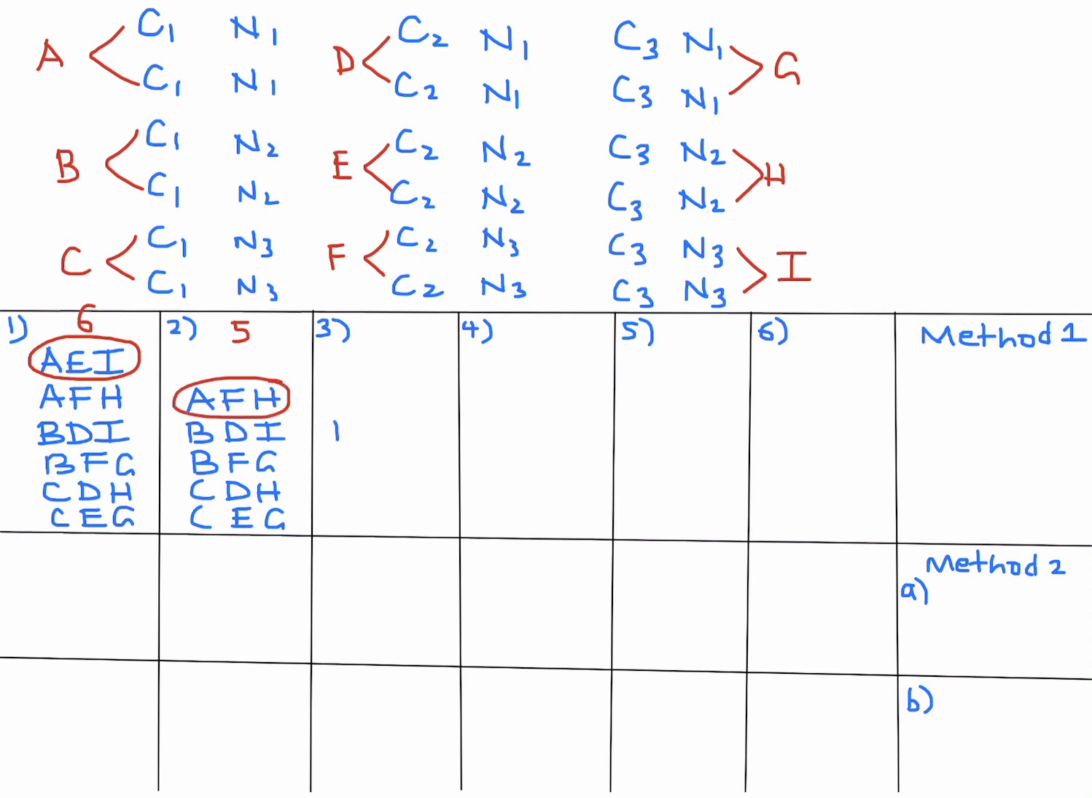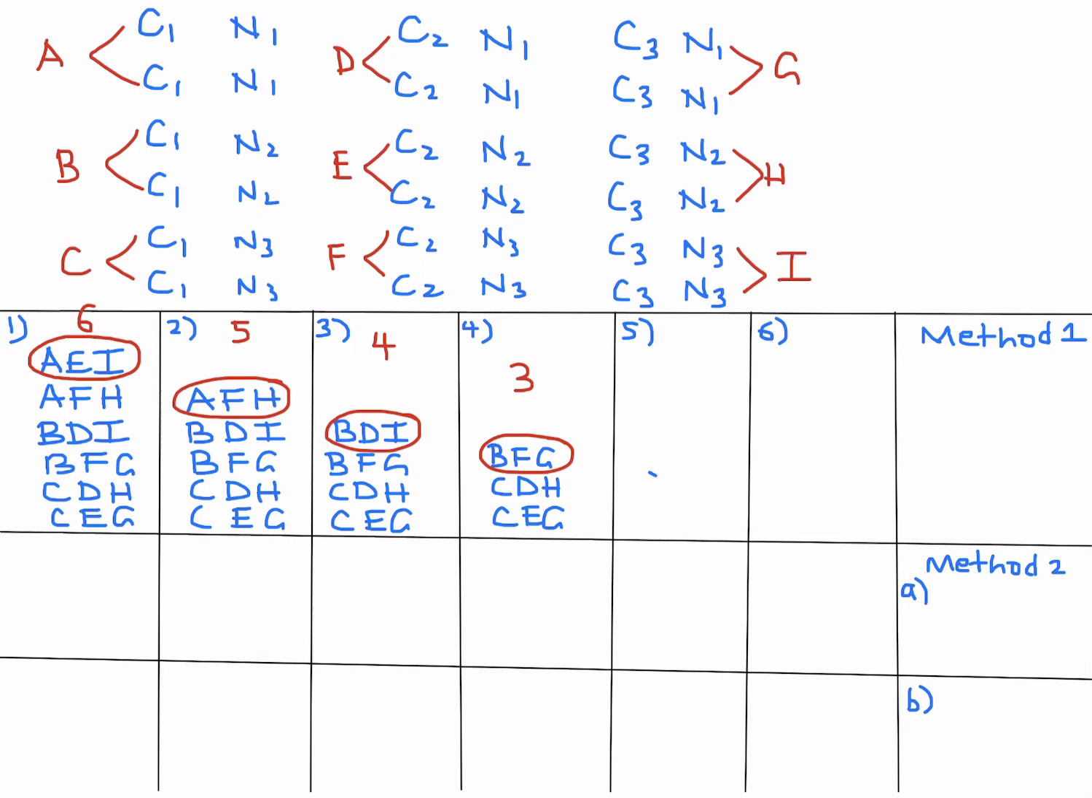And then for the next round, I've only got these ones left. B, F, G, C, D, H, and C, E, G. So I've only got 4 choices. So I'll choose one of these. Let's say I choose this one. I might as well go in order. Why not? For the 4th round, I've only got BFG, CDH, and CEG left. So I only have 3 possible choices. And let's say I choose BFG.